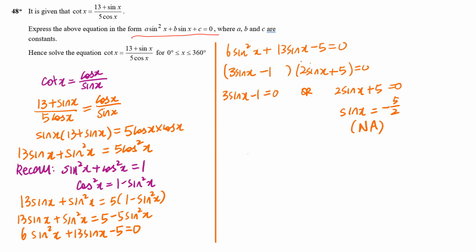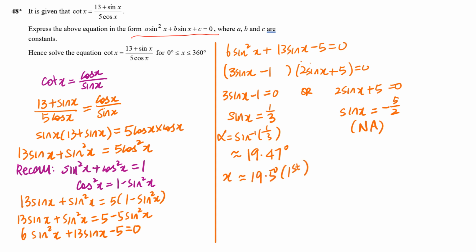Okay, the other one. Sine x equals 1/3. As usual, find alpha, sine inverse 1/3. So for sine to be positive, it comes from which quadrant? First and the second quadrant.